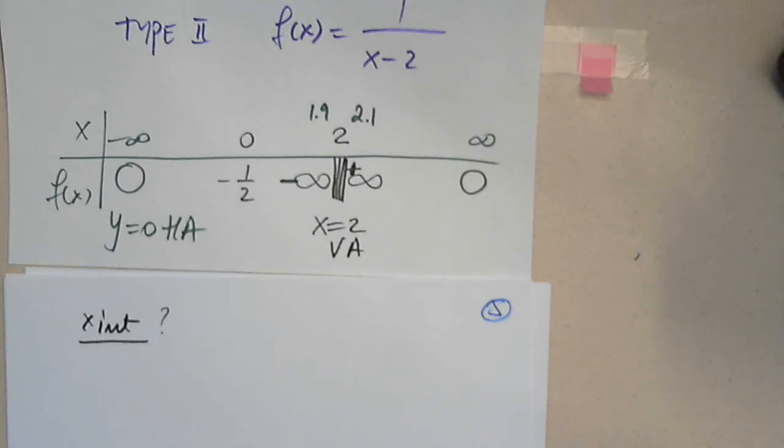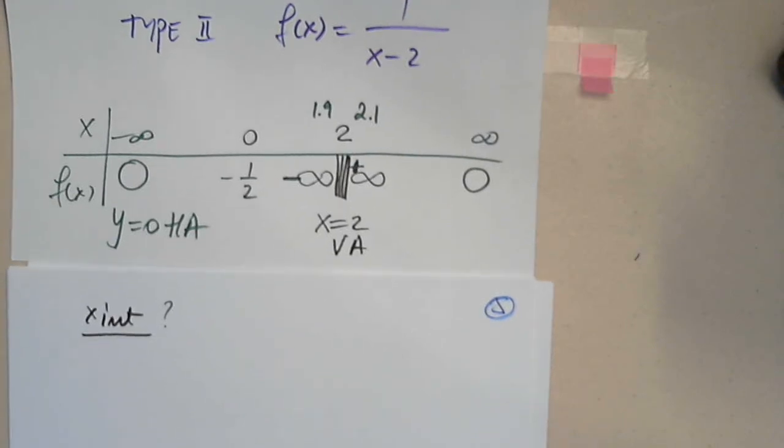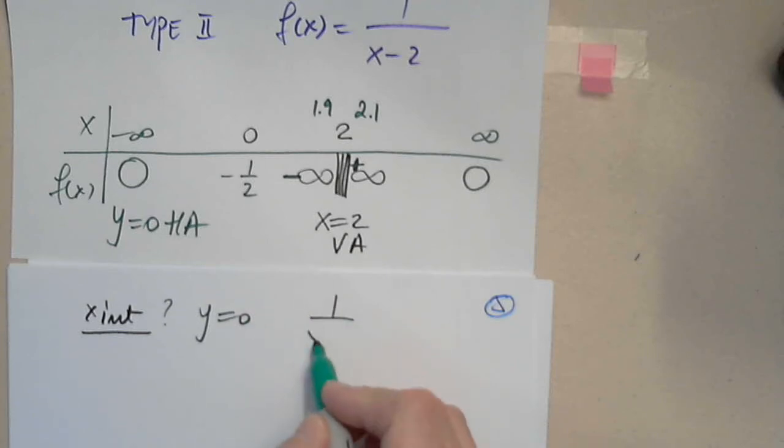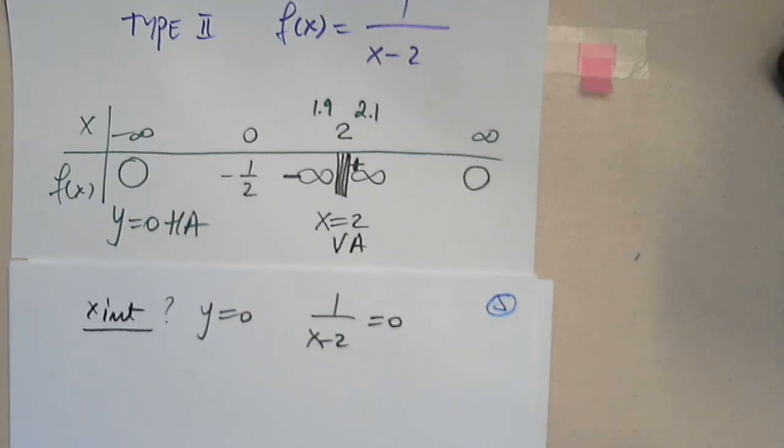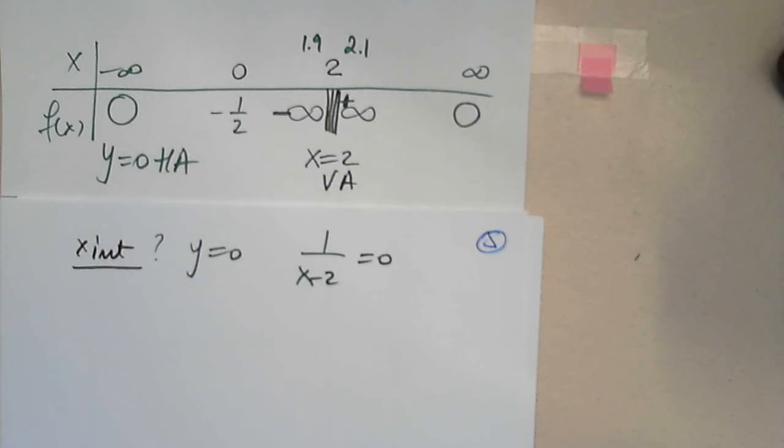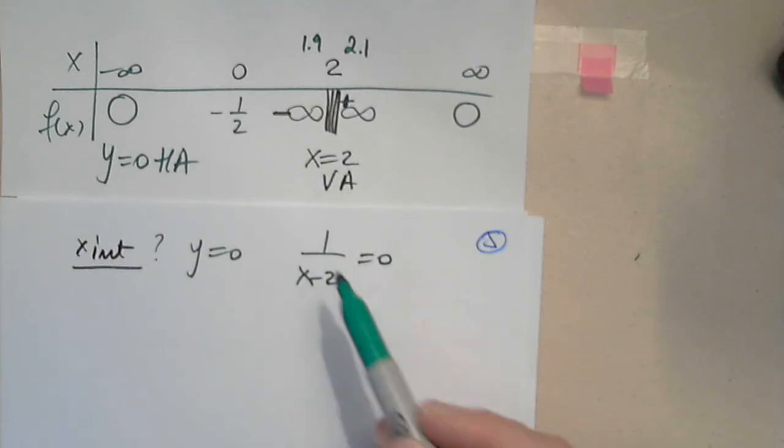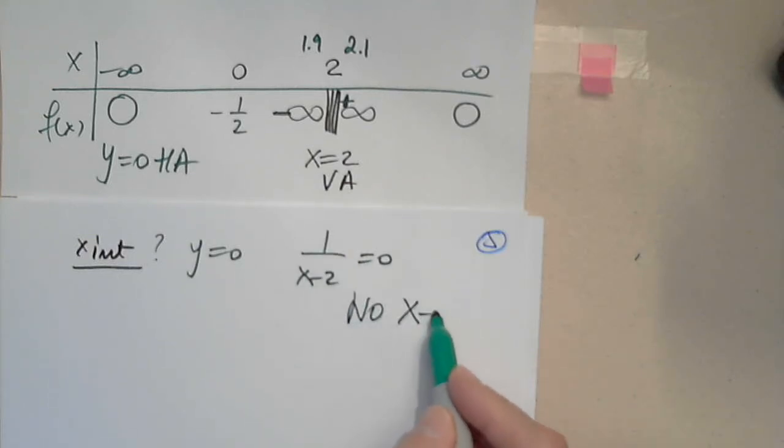X-intercepts, please. How do I determine the x-intercepts? When y equals 0. 1 over x minus 2 is 0. We just said a few minutes ago that a ratio of fractions is 0 only when the numerator is 0. Good. Can the numerator be 0? No x-intercept. Very good.